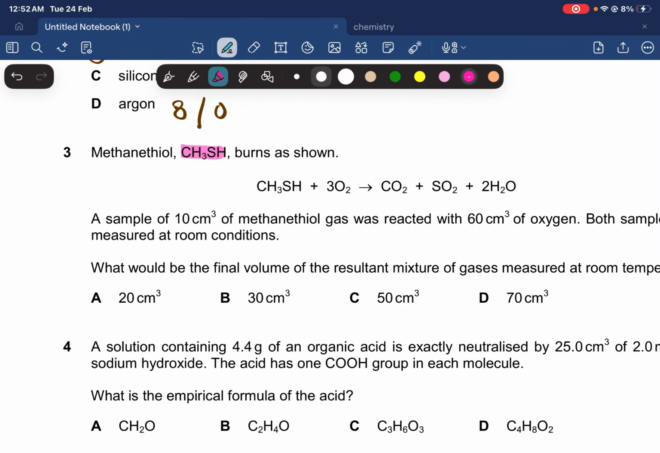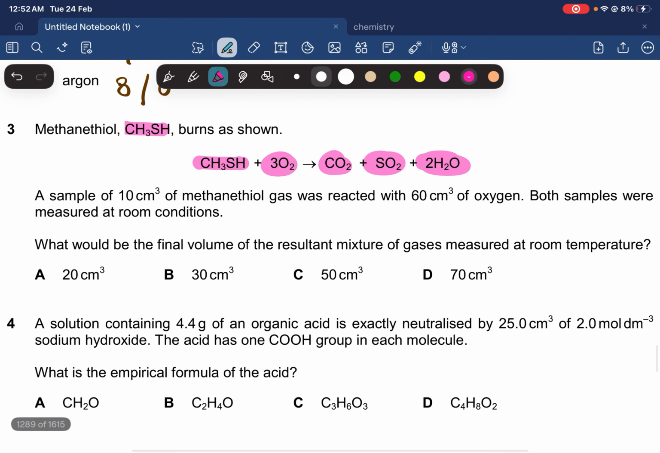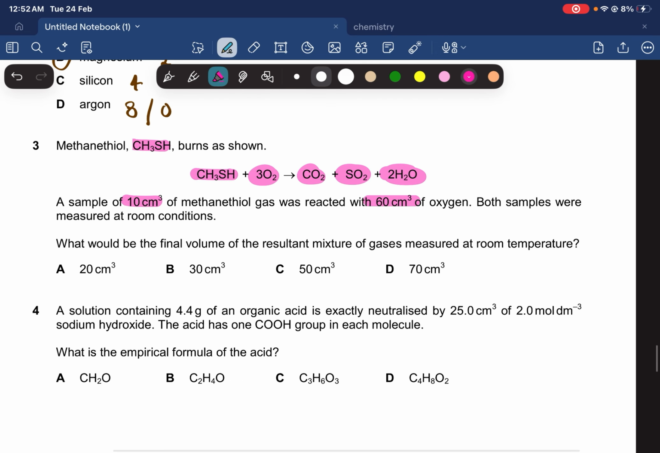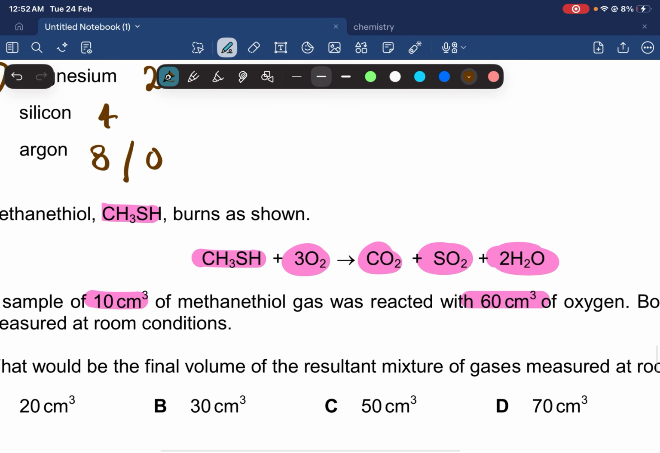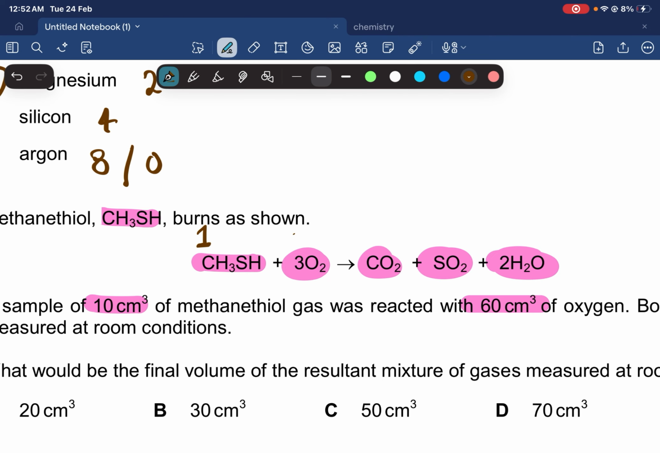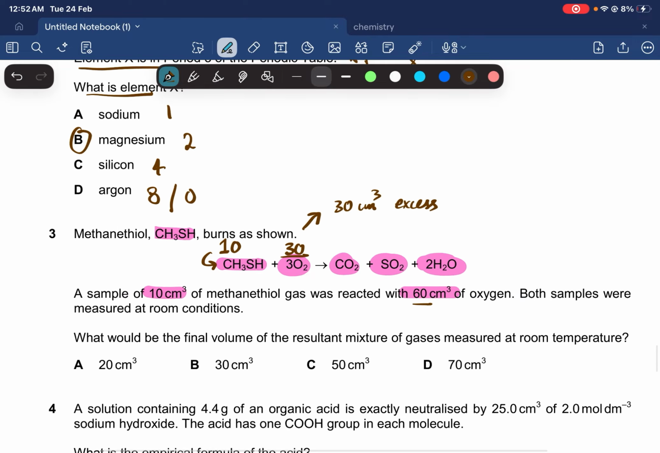The combustion of methanethiol, CH3SH, is shown. Methanethiol plus 3 oxygens forms carbon dioxide, sulfur dioxide, and water. A sample of 10 cm cube of methanethiol gas was reacted with 60 cm cube of oxygen. Look, 1 cm cube reacts with 3 cm cube. That means the mole ratio in gas is equal to the volume ratio. That means 10 cm cube of methanethiol gas is going to react with 30 cm cube of oxygen, but we have 60. That means 30 cm cube of oxygen is in excess, because only 30 is reacting.